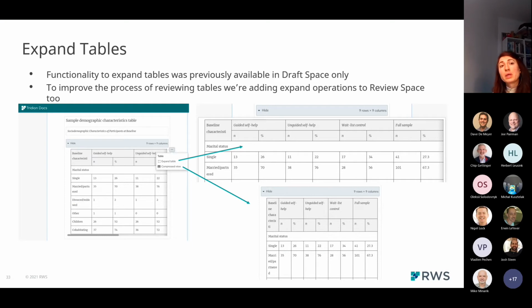I talked before about tables, that it's possible to collapse them in the draft space, especially when we are dealing with very massive tables, but that option was not available in the review space. And now it's the same logic for tables in the review space as in the draft space. So basically, it's possible to expand and collapse the table, and it will be rendered in a very nice way in review space, so the user will be able to see it.